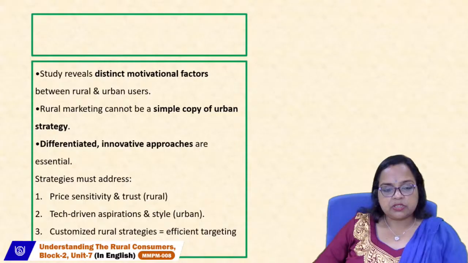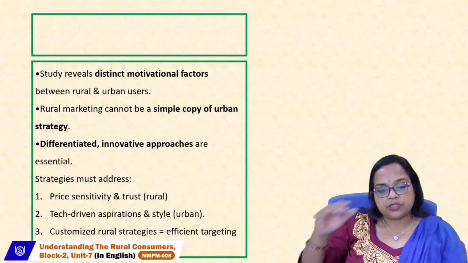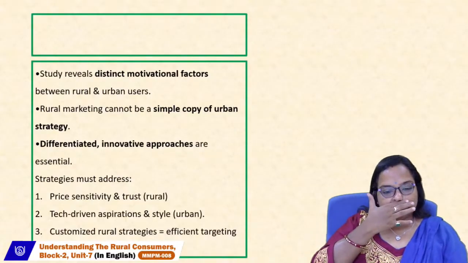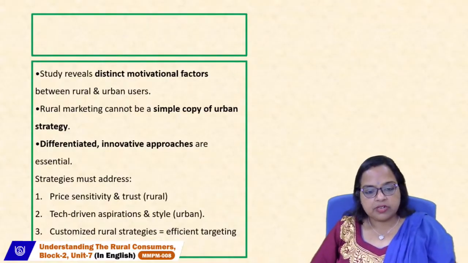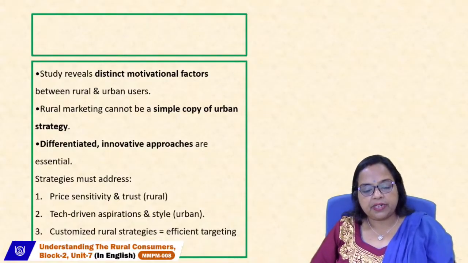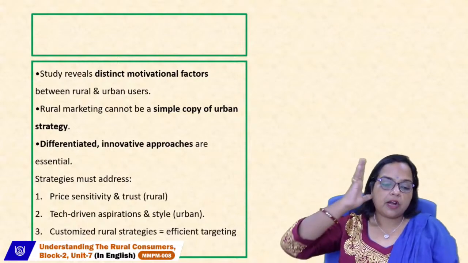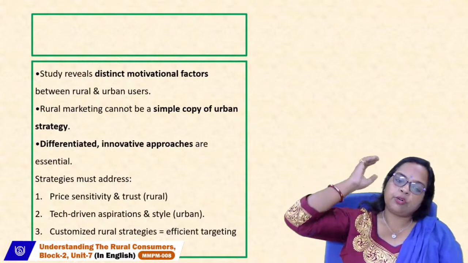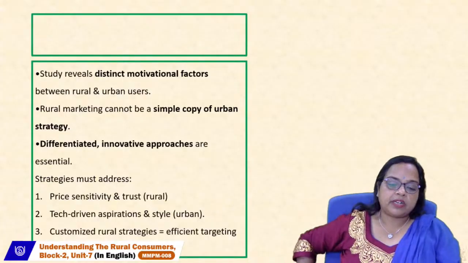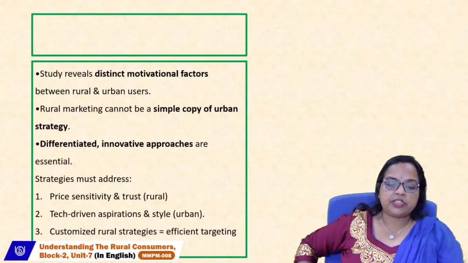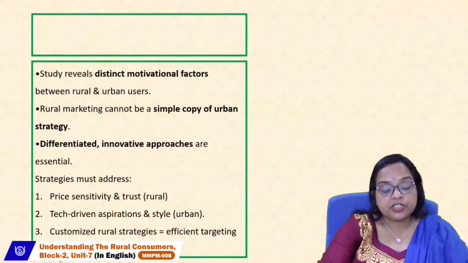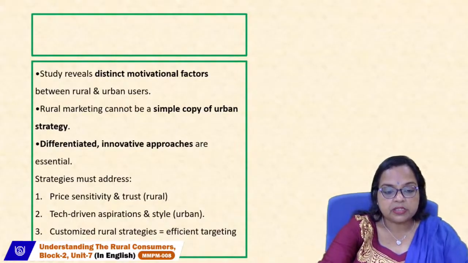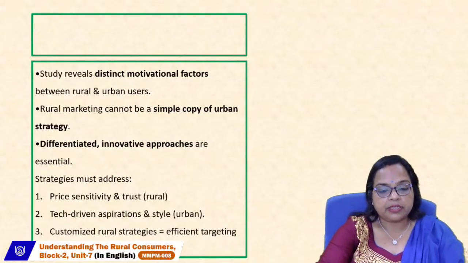So strategies must address price sensitivity and trust for rural market people, and tech-driven aspiration and style for urban buyers, with customized rural strategies, efficient targeting, and better marketing outcomes. They have to customize rural marketing strategies so that they can efficiently target the rural buyers and get better marketing outcomes.